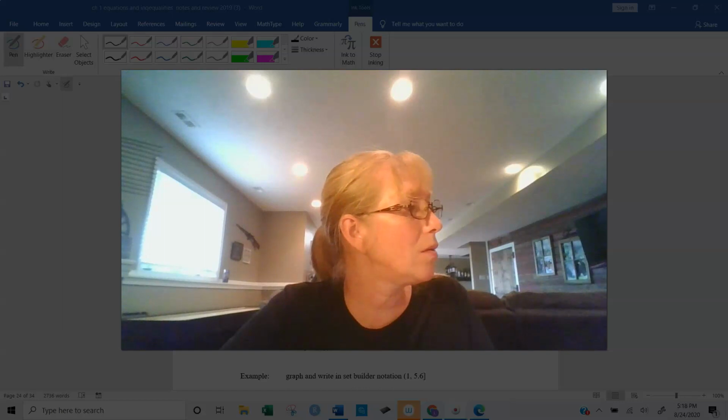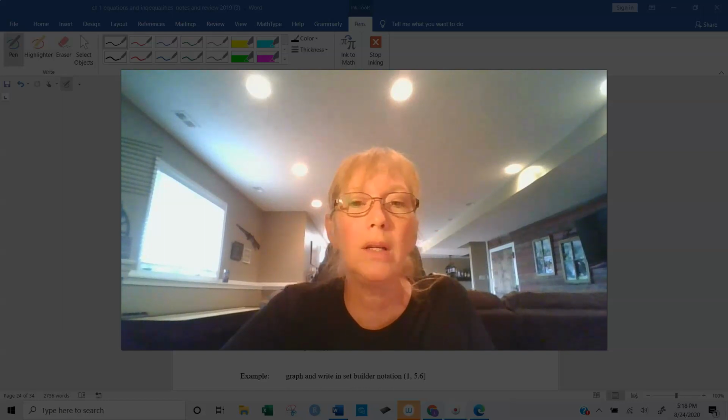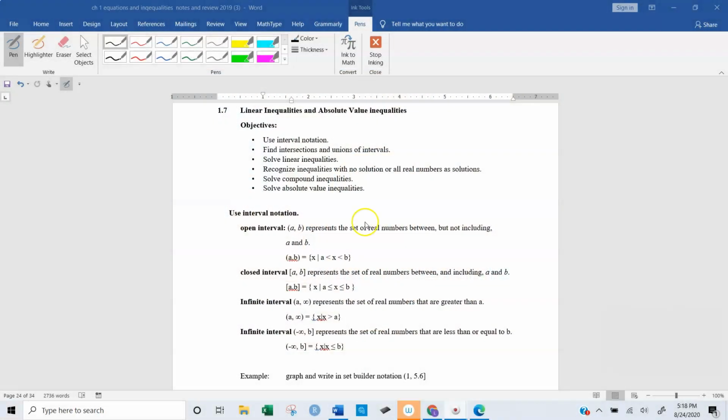So you should have 1.7 out and we're working on inequalities. And here we go. We're using a new interval notation, that's what I talked about. We're going to talk about intersection and union, how to solve a linear inequality, how to recognize ones with no solutions and all solutions, compound inequalities, so there's more than one, and then absolute value.